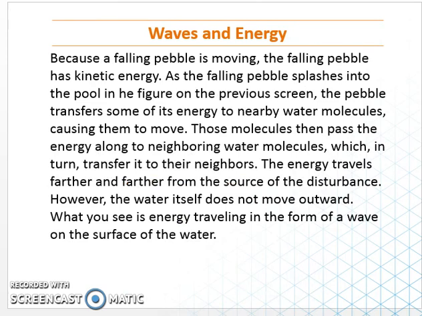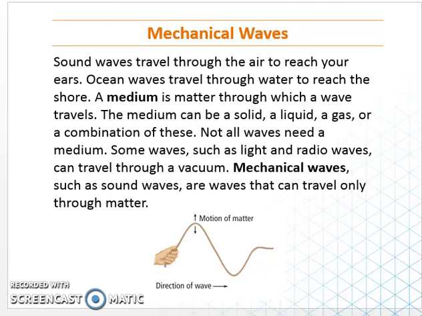As the falling pebble splashes into the pool, as in the figure on the previous screen, the pebble transfers some of its energy to nearby water molecules, causing them to move. Those molecules then pass the energy along to neighboring water molecules, which, in turn, transfer it to their neighbors. The energy travels farther and farther from the source of the disturbance. However, the water itself does not move outward. What you see is energy traveling in the form of a wave on the surface of the water.